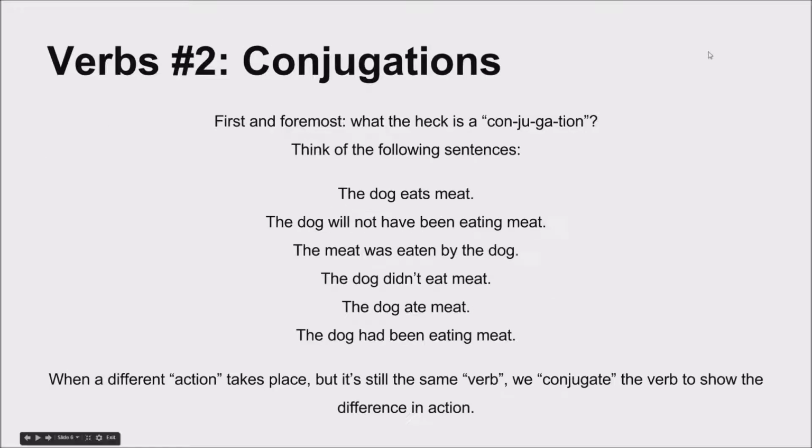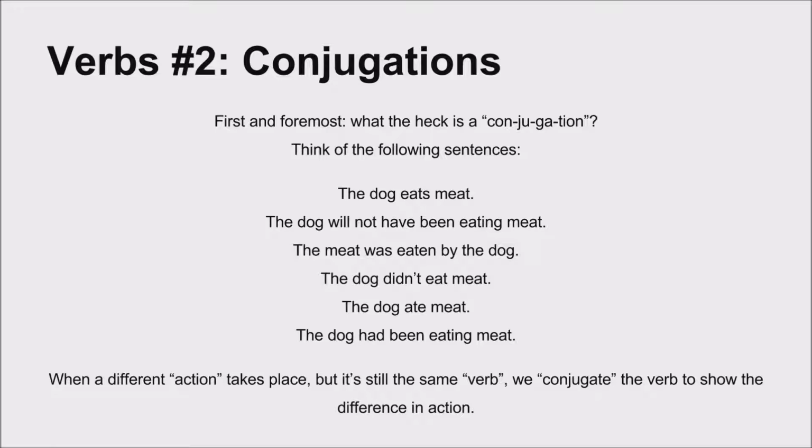Alright, let's go on and look at some conjugations. First and foremost, what the heck is a conjugation? Think of the following sentences. The dog eats meat. The dog will not have been eating meat. The meat was eaten by the dog. The dog didn't eat meat. The dog ate meat. The dog had been eating meat.